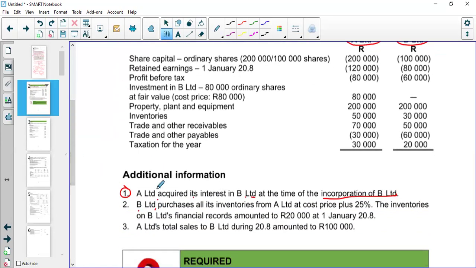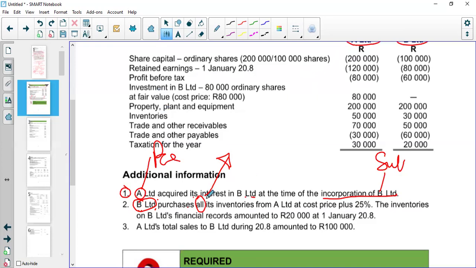So A Limited is the parent and B is the subsidiary. Who purchased here? B, the subsidiary. So the subsidiary purchased all. That is very important because we need to know how much of the inventory was bought from members of the group. We are being told here it's all. So you need to pay attention to how much of the inventory, because sometimes it's not all, it might be 50% or 30%.